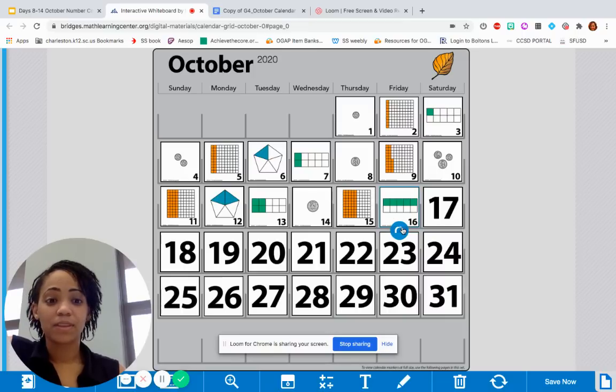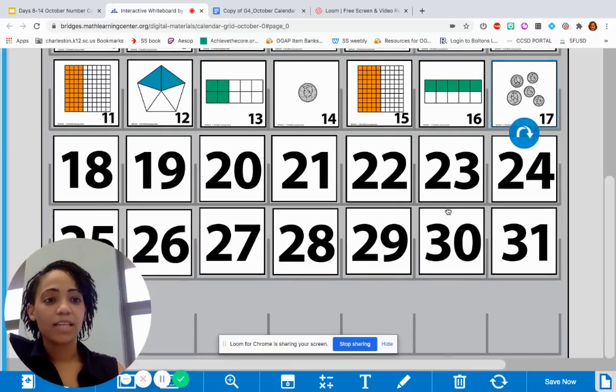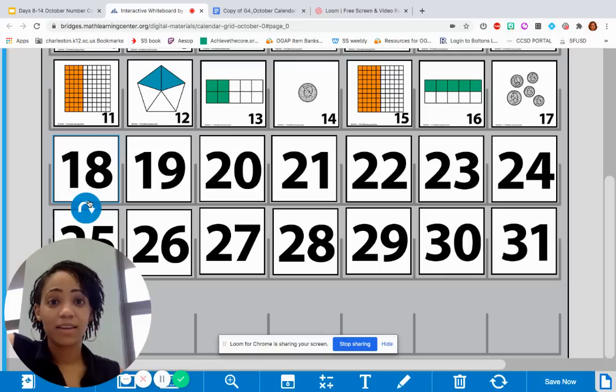Right? Is that what you were thinking? Money, mat, some kind of shape. All right. Well, then let's look at the 17th. Money again. And let me zoom in so we can really see what's happening. All right. That's the 17th. And then the 18th looks like, what do you think? A mat? Let's see. You're right.